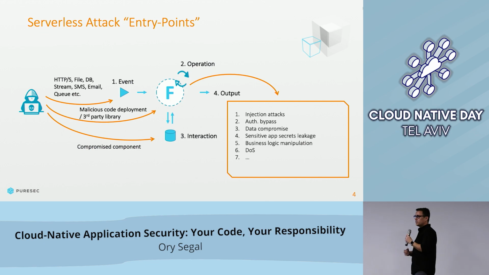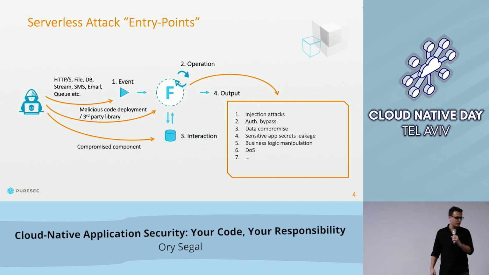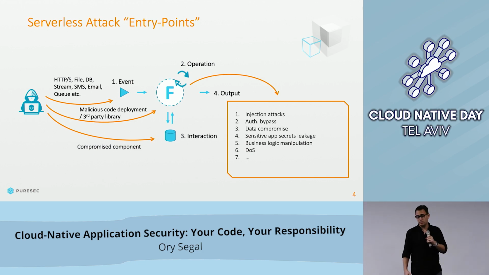And what can an attacker actually gain from this? Anything you can think of from the world of application security: from injection-based attacks to bypassing authentication, leaking sensitive data, manipulating business logic, and even denial of service. Even though many people think that serverless functions are immune to denial of service, there are concurrency limits, and if you can get the functions to hit the concurrency limits, you can deny other users from using other functions in the account or even that specific function.